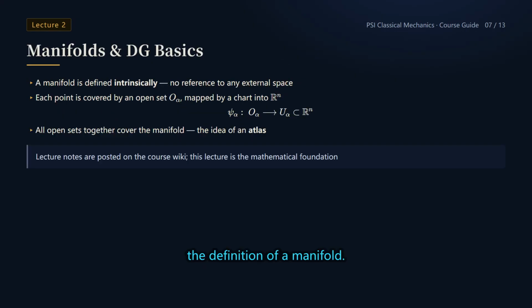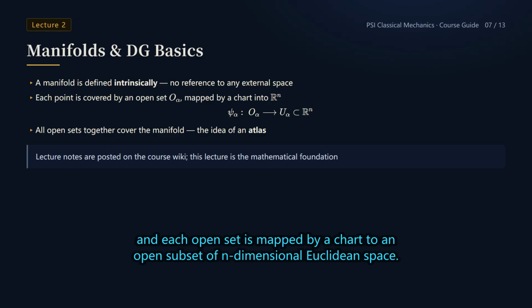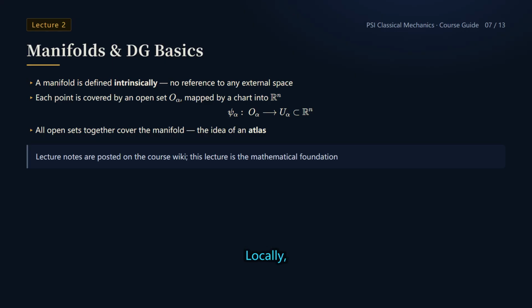Lecture 2. The definition of a manifold. A manifold is defined intrinsically, using only things living on it, with no reference to an external space. Every point is covered by open sets, and each open set is mapped by a chart to an open subset of n-dimensional Euclidean space. Locally, it looks like ordinary space. Together, the charts cover the manifold. This is the idea of an atlas. This lecture is the mathematical foundation of the course.